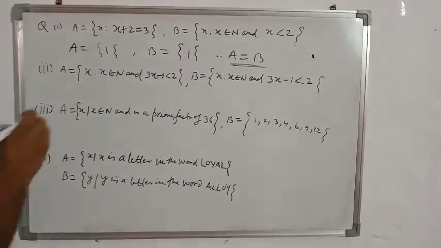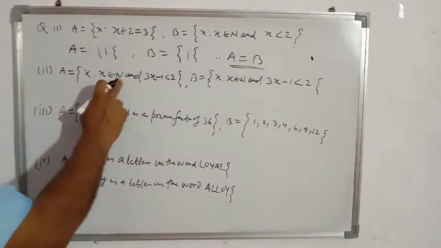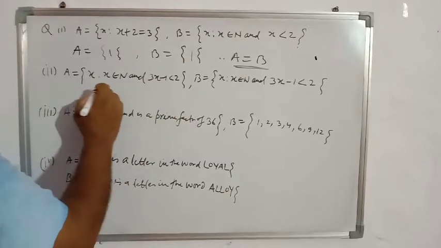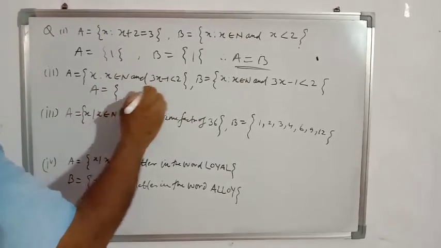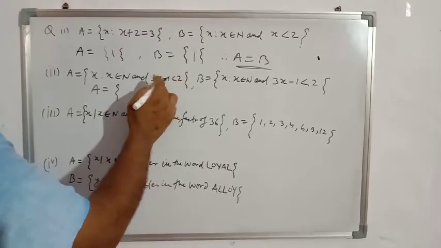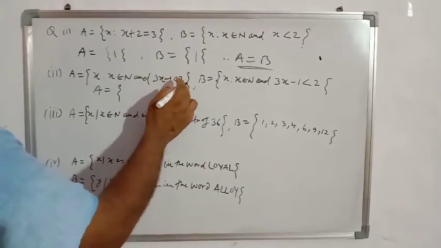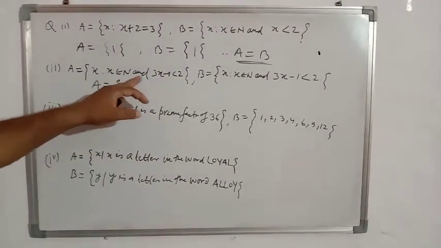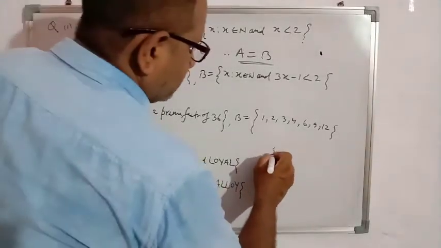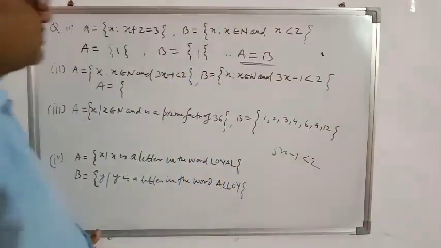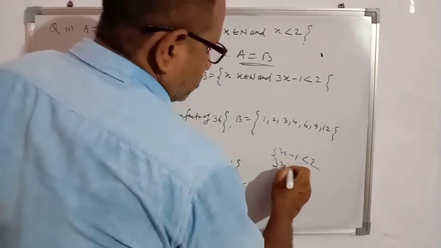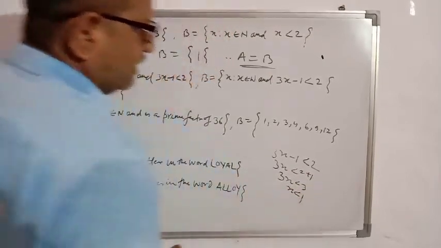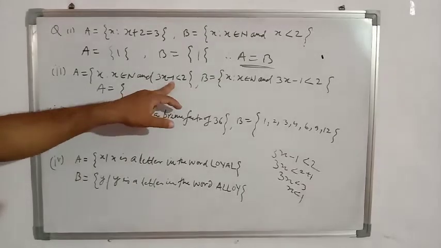See the second. x such that x is a natural number and 3x minus 1 less than 2. If we solve 3x minus 1 less than 2, what will we get? Transpose minus 1 to this side, 2 plus 1 is 3. 3x less than 3, so x will be less than 1. We will get x less than 1.